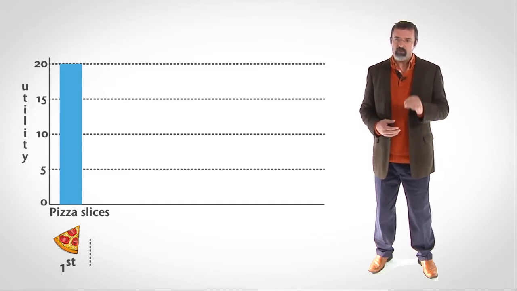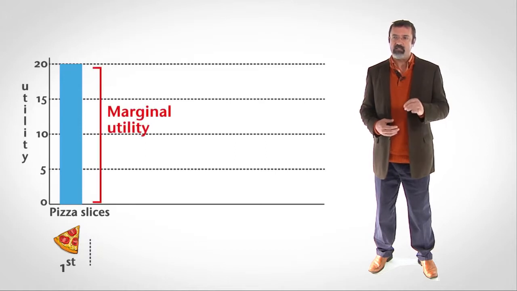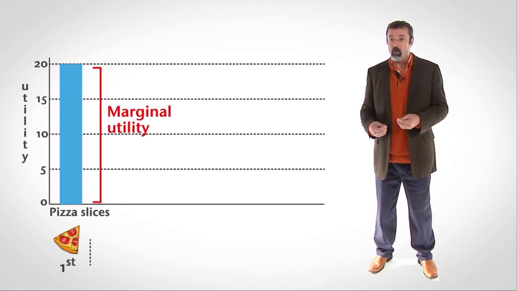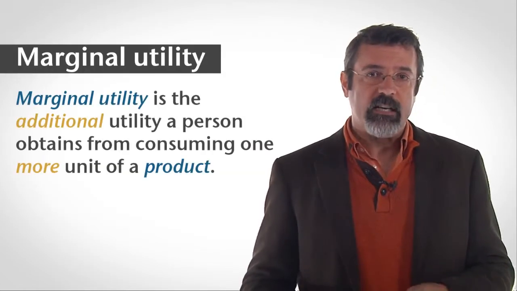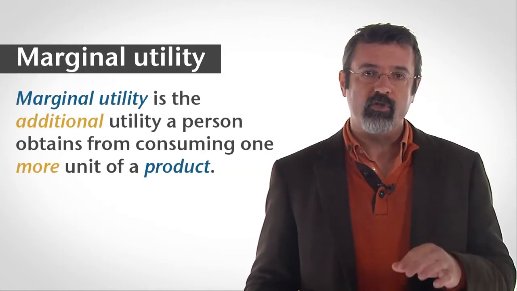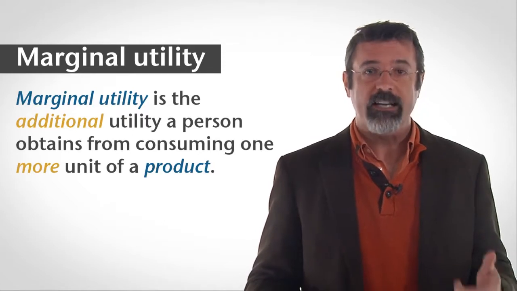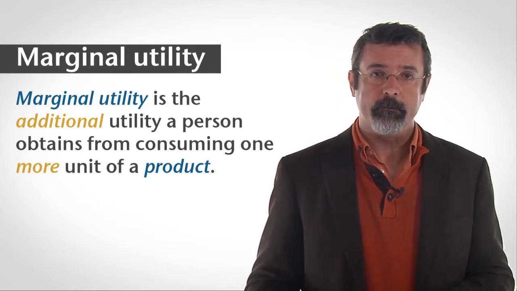The bump in your utility from this slice of pizza is called marginal utility, the marginal utility of the first slice of pizza. Marginal utility is the change in utility from consuming one more unit of a product, in this case, one more slice of pizza.